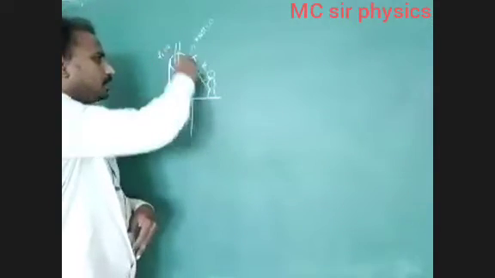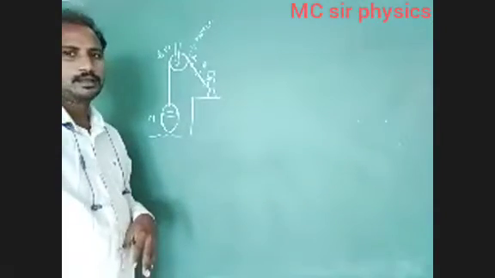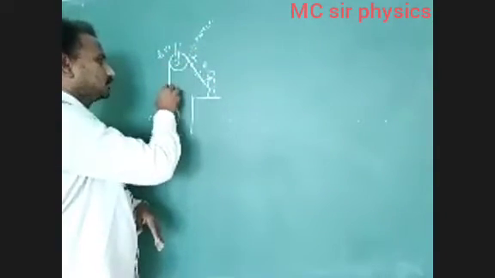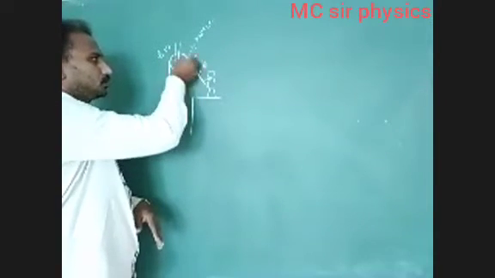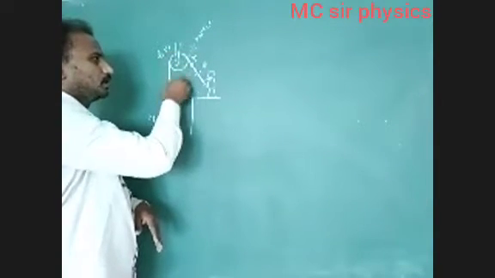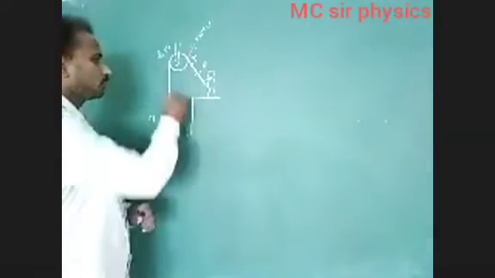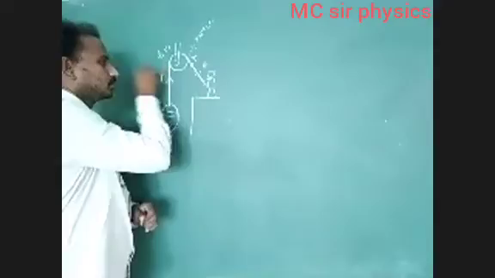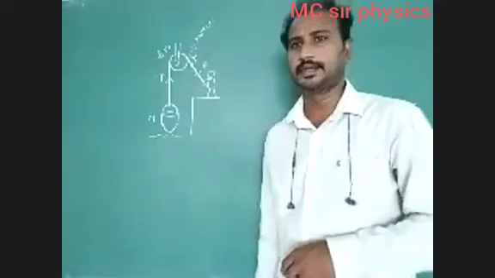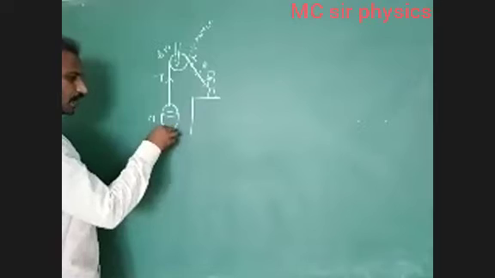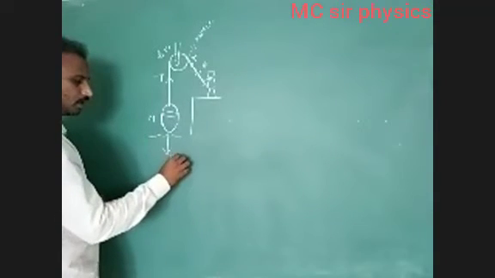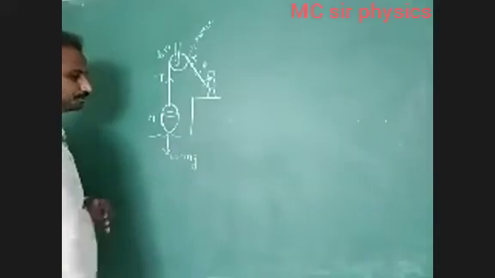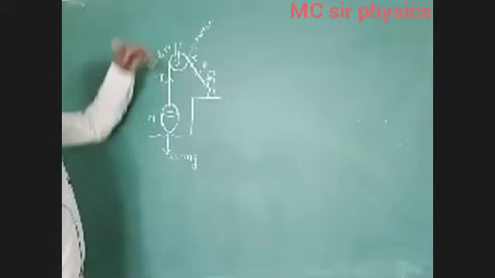This string is one inextensible string. Because of that reason, throughout the rope, tension is constant. Tension provided by that rope is constant. Weight of the body is acting in the vertically downward direction. We have to consider the weight of the body W equal to mg. Next, tension acts in the vertically upward direction.